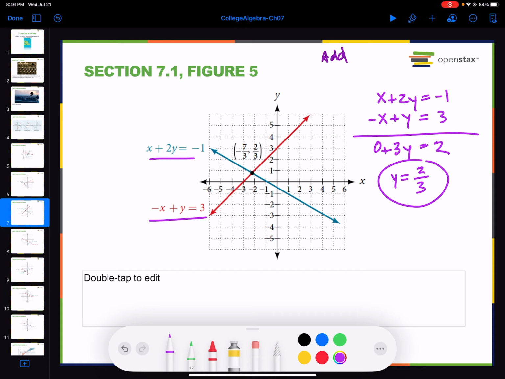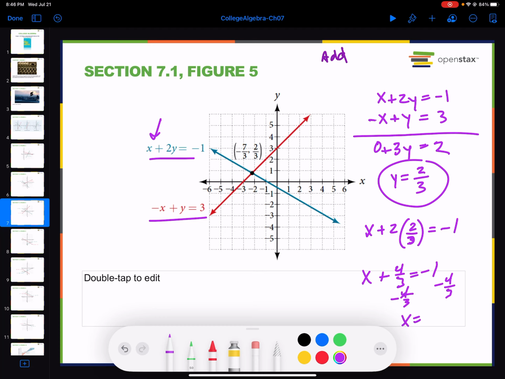I usually like to look ahead and see which one makes the most sense to plug it into. In this case, it looks like this one's already a positive x, so that seems easier to me. So let's do x plus 2 times 2/3 equals -1. So we've got x plus 4/3 equals -1.